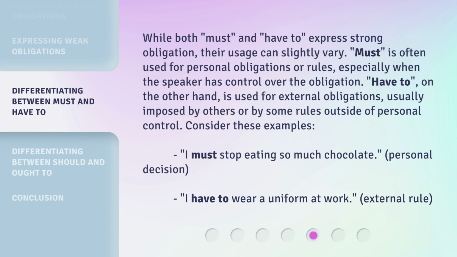While both must and have to express strong obligation, their usage can slightly vary. Must is often used for personal obligations or rules, especially when the speaker has control over the obligation. Have to, on the other hand, is used for external obligations, usually imposed by others or by some rules outside of personal control. Consider these examples. I must stop eating so much chocolate. Personal decision. I have to wear a uniform at work. External rule.